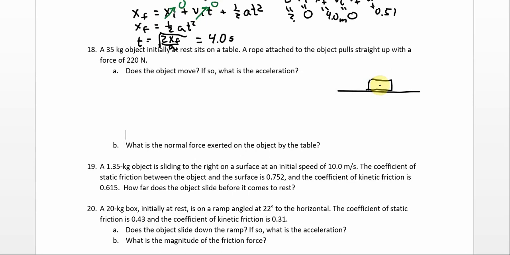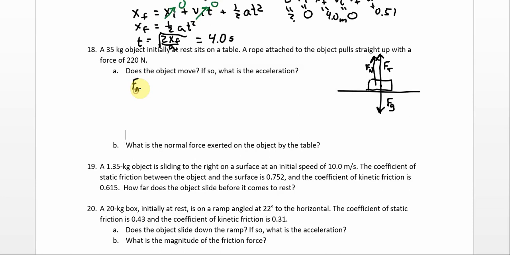We have the object sitting on a table, so we have gravity pulling downward. We have the tension of the rope pulling upward. We also have the normal force pushing upward. Right. So this is a one-dimensional problem. Nothing at all is going on horizontally.